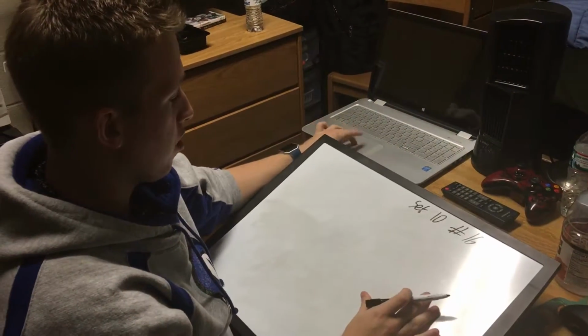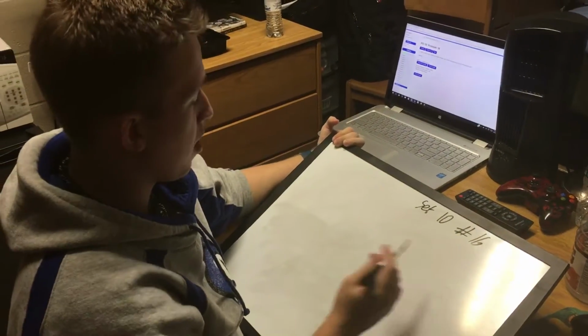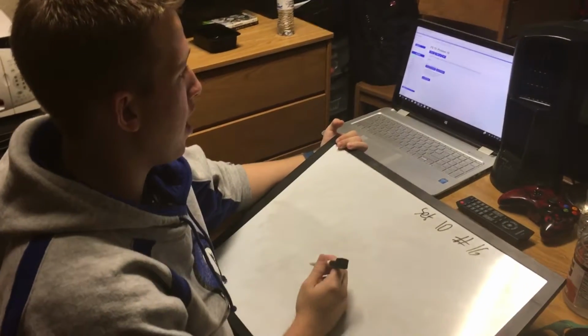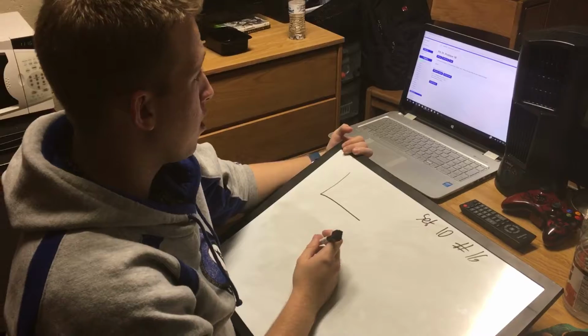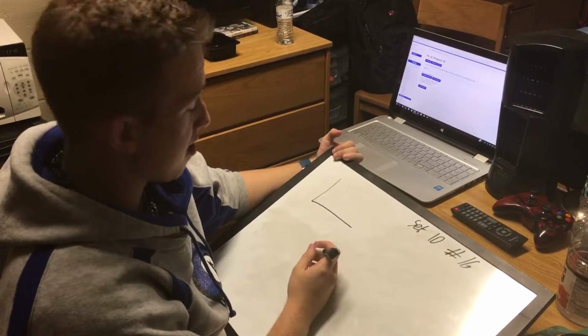Hey guys, working on problem set 10, problem number 16, which reads: an acute angle is formed by two lines of slope 1 and slope 7. What is the slope of the line which bisects this angle?